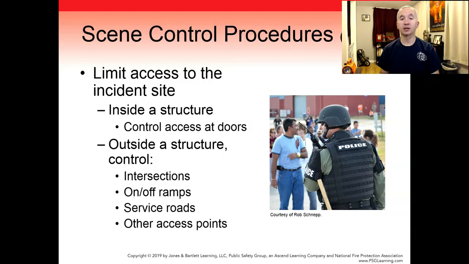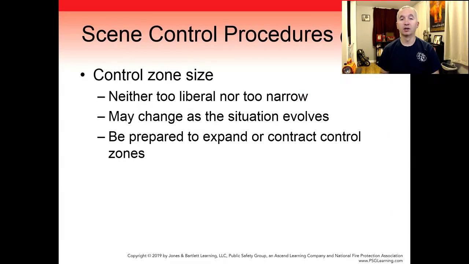Limit access to the incident site. Inside a structure, controlling access at the doors is the best key. For outdoor incidents, controlling intersections, on and off ramps, service roads, and other access points may be necessary. The size of the control zone should not be defined too liberally or too narrowly. Control zones can change as the incident commander gets more information about the incident specifics of the chemical or material involved. Be prepared to expand or contract control zones if necessary.